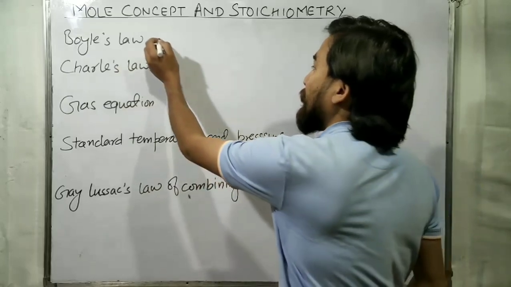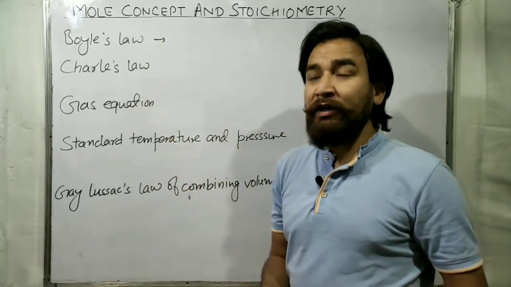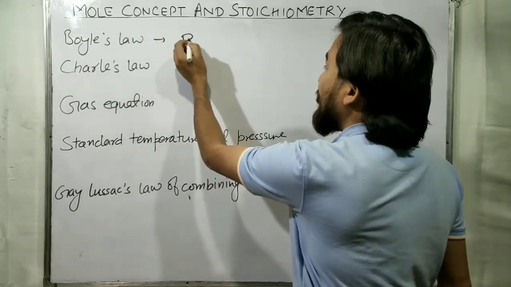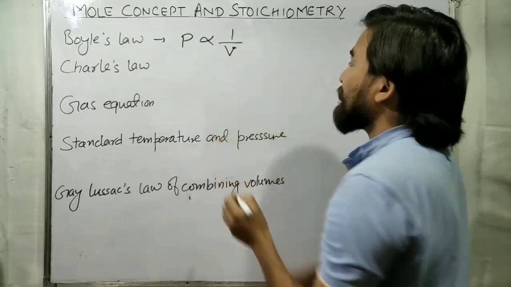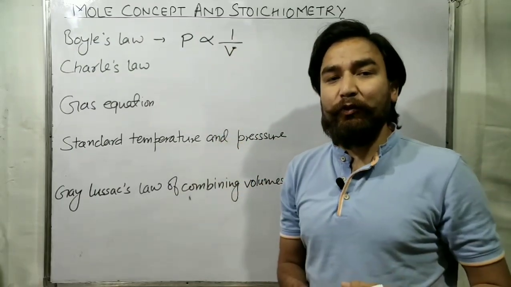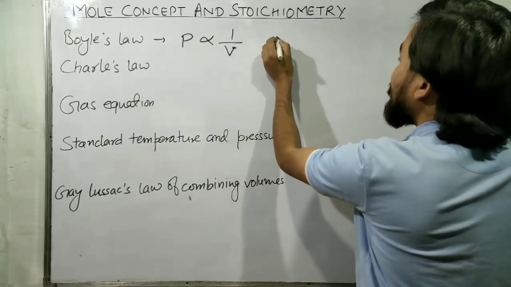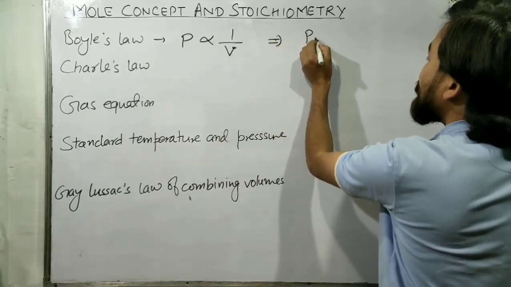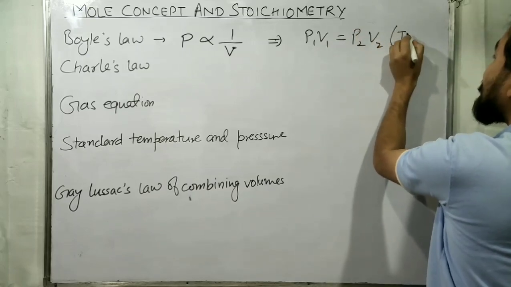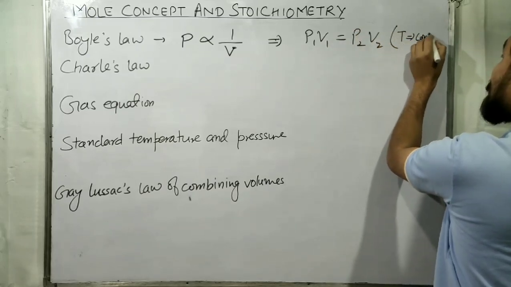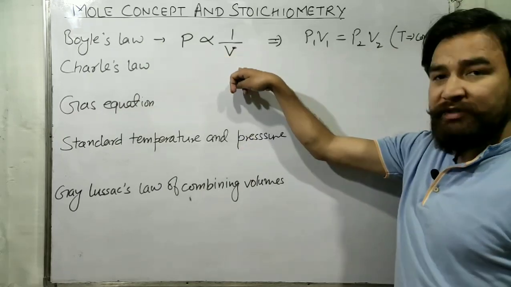As you know, according to Boyle's law, when the temperature is kept constant, the pressure of a gas is inversely proportional to the volume of the gas, or you can say volume of the gas is inversely proportional to the pressure of the gas. So from there we will get an expression that is P1 V1 is equal to P2 V2 when temperature is constant. So P represents pressure, V represents volume.